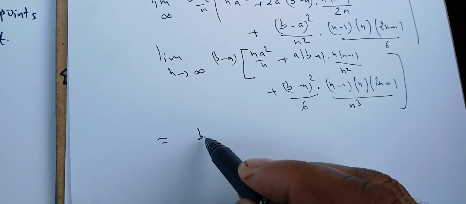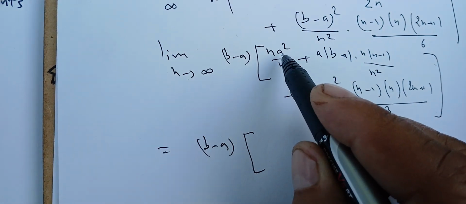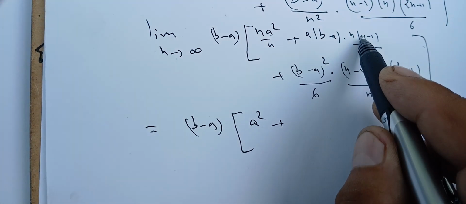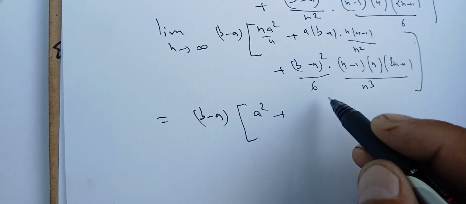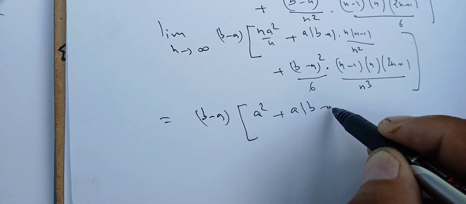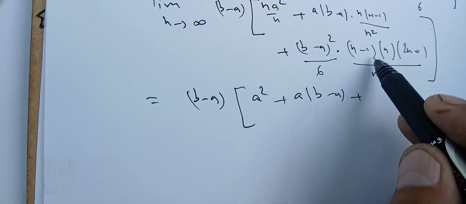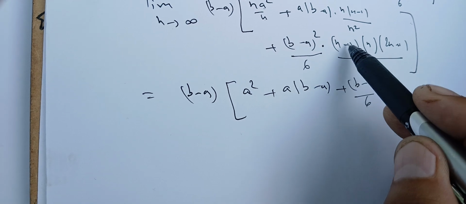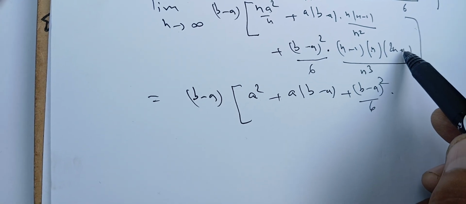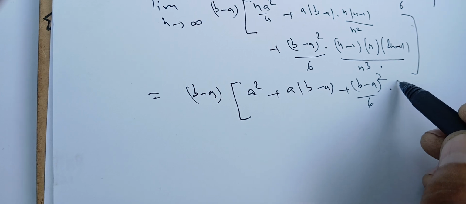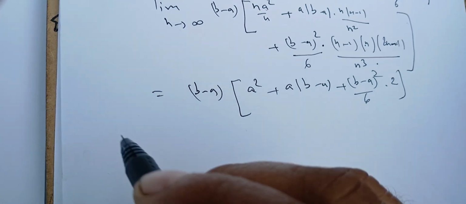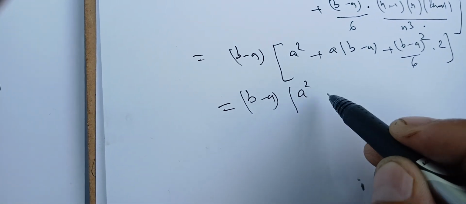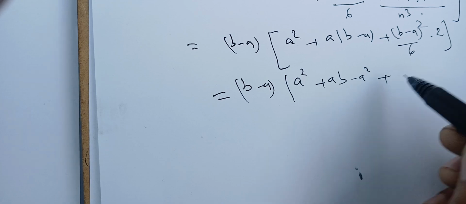So the b minus a is a constant. So this one is a constant because n over n is 1. Okay, so it's a squared. And here the limit is going to be 1 because n times n minus 1 over n squared is just 1. So we have a times b minus a plus this one here. The limit here is going to be minus a squared over 6 times this one here, n minus 1 times n times 2n minus 1 over n cubed. It's going to be 2. The limit is 2. Okay, therefore we have b minus a times a squared plus ab minus a squared plus b minus a squared over 3.